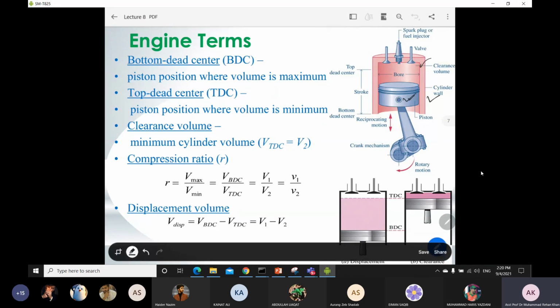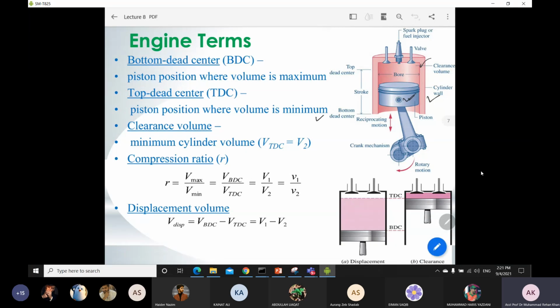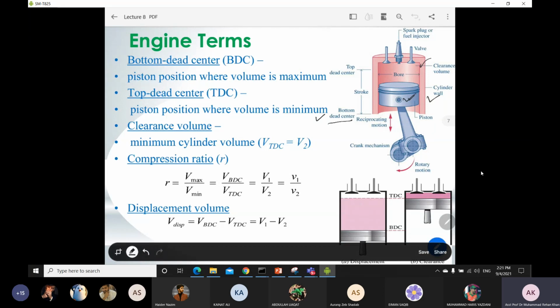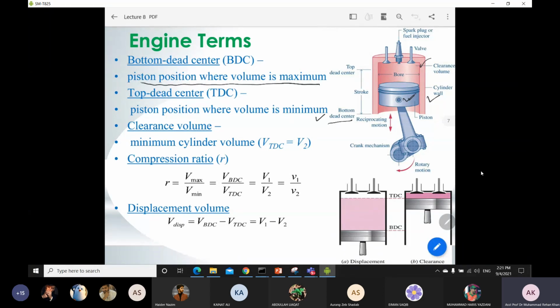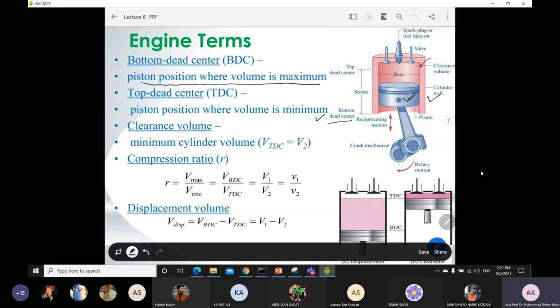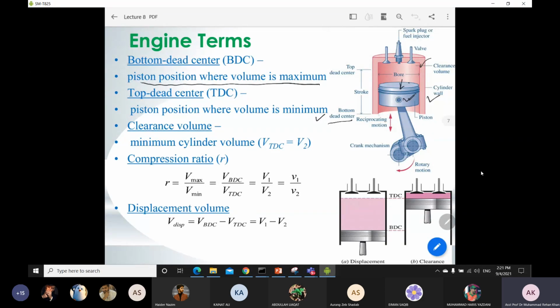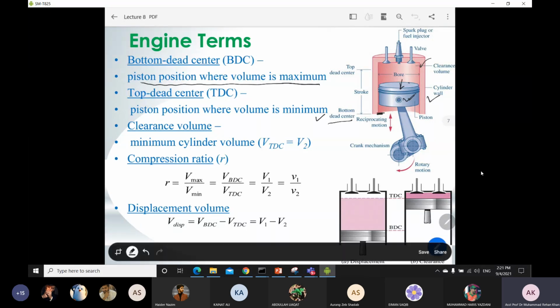Okay, so the main important thing is there is some terminology we have to use. We start with the bottom dead center. If you can see, this is written over there, bottom dead center. Bottom dead center is the piston position where volume is maximum. So when this piston, which is shown over there, is placed at the bottom dead center, it means that the volume inside your cylinder is maximum at this point. Okay, so this is called the bottom dead center.